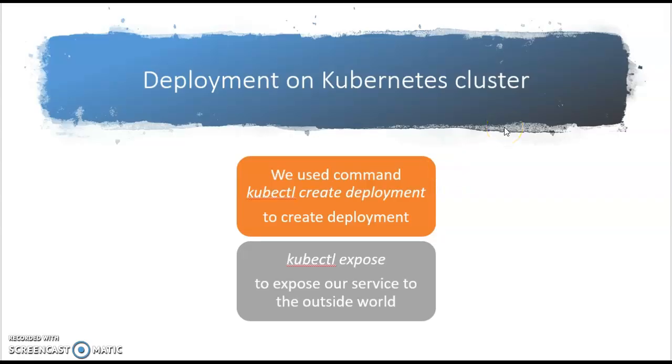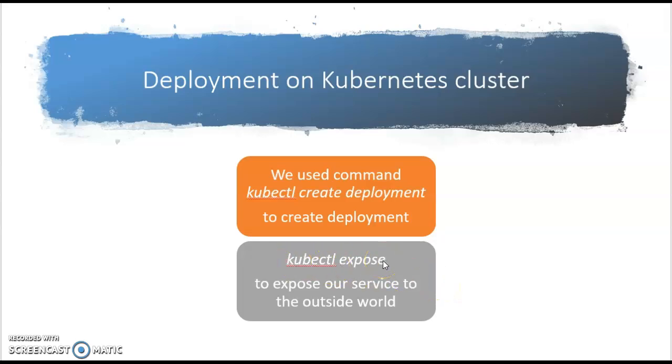In previous videos, we have seen that when we created a deployment in Kubernetes cluster, we used the command kubectl create deployment. And when we wanted to expose this application to the external world, we used the command kubectl expose. But if you remember, we did not create any YAML file during this deployment process. But Kubernetes has created two important files. First one is deployment.yaml when we executed the command kubectl create deployment, and another is service.yaml when we executed the command kubectl expose.